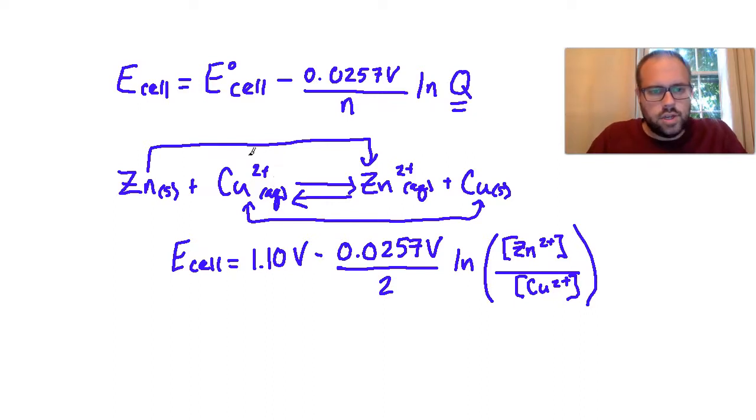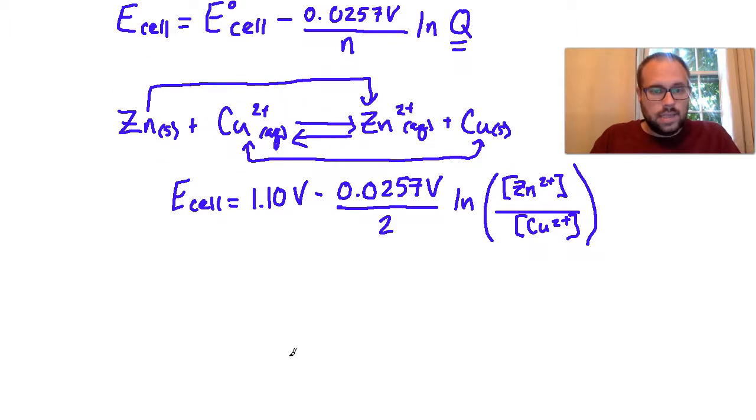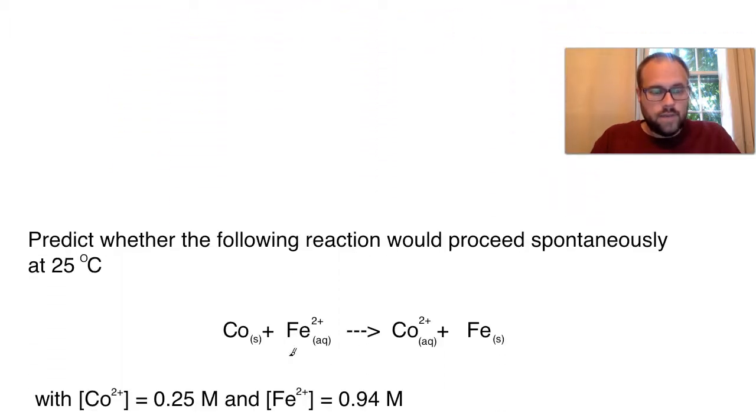So this is a combination of Ecell standard as well as some of the material we were talking about in the thermodynamics and relating it to equilibrium. We put that all together, and then we can look at the concentration of products over reactants in a natural logarithm format. So now let's go ahead and take a look at an example where we are given some values.